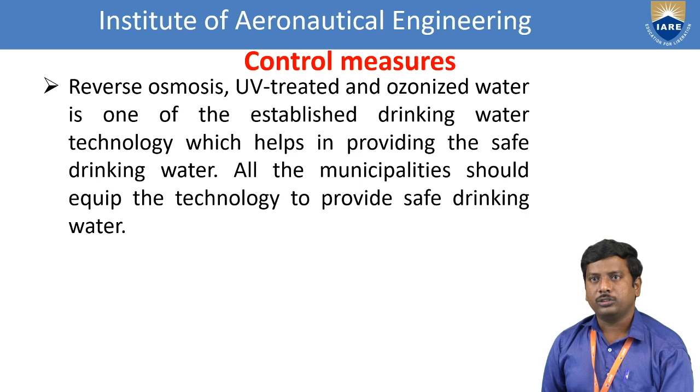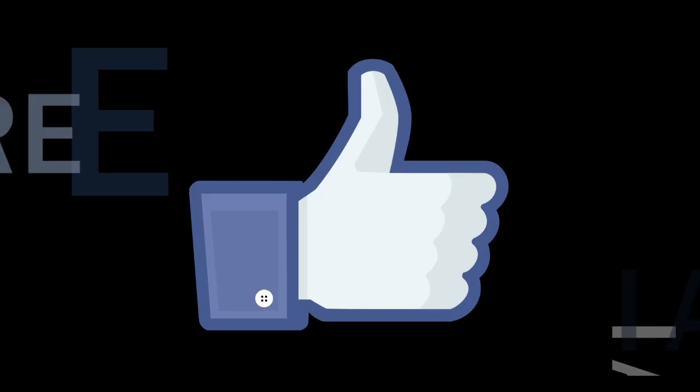Reverse osmosis, ultraviolet treated, and ozonized water is one of the established drinking water technologies which helps in providing safe drinking water. Today, most probably each and everyone uses this RO technology. All the municipalities should equip the technology to provide safe drinking water. So this is about the control measures of water pollution and supplying pure drinking water to the domestic supply by municipalities. Thank you.